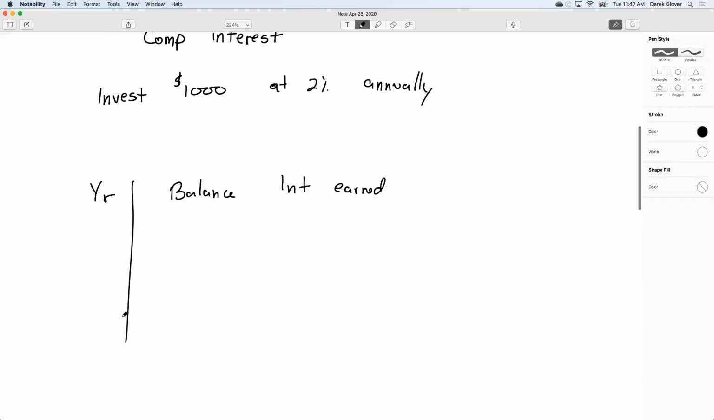Okay, so in this scenario, in year 1, you have a balance of $1,000. That's how much you put in. So the interest earned is going to be 2% of that. It's going to be $20.